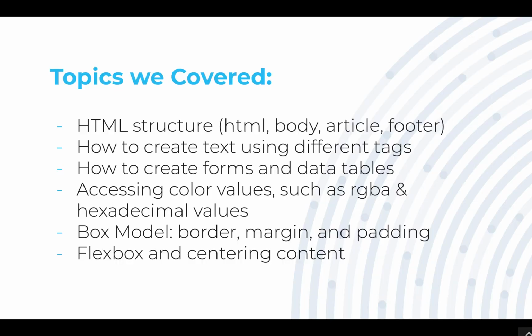So these are all the topics we covered. We covered HTML structure, which includes the HTML body, article, and footer tags, how to create text using different tags, using the p tag or header tags, how to create forms and data tables using input tags, submit buttons, things like that. We can access color values like the RGBA and hexadecimal values and experiment with different colors and see what fits our web page. The box model, which includes box border, margin, and padding. These 3 properties are used throughout web development, and they're extremely helpful when organizing content.